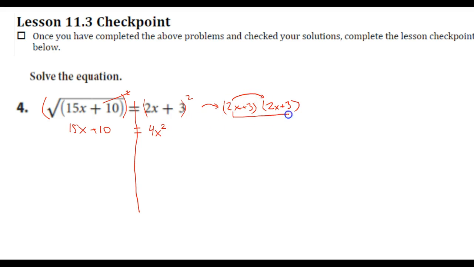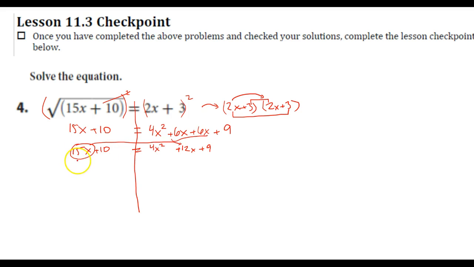Our outsides, which is 2 times 3, would be 6x. Our inners, 3 times 2x, would be 6x, and 3 times 3, which is 9. So let's go ahead and simplify. That's as simplified as it gets on this side. For this side, we can add 6 plus 6, which is 12x plus 9. Let's move all of our terms over to the other side.